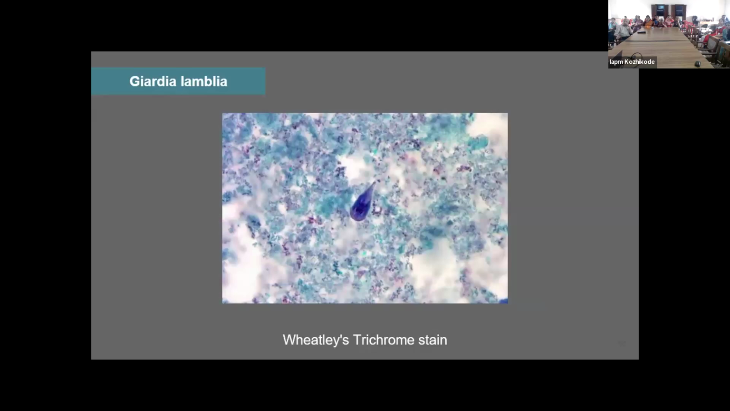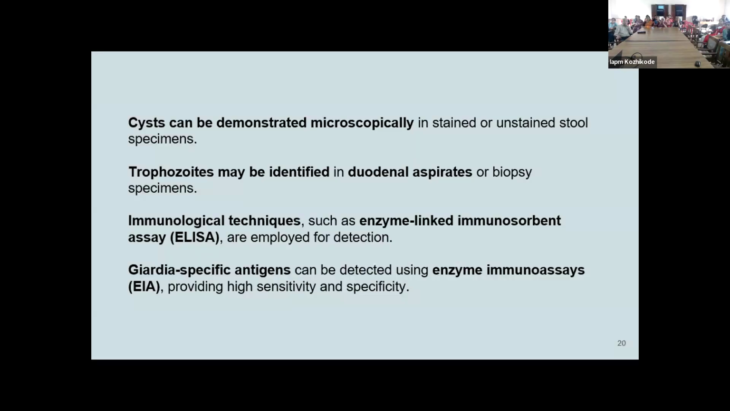Next, we can do a Wheatley trichrome stain in stool. Here the organism is stained positive. Next, we can demonstrate cysts microscopically in stool, and trophozoites can be identified in duodenal aspirates. Then we have immunological techniques like enzyme-linked immunosorbent assay, and Giardia-specific antigens can be detected using enzyme immunoassays.